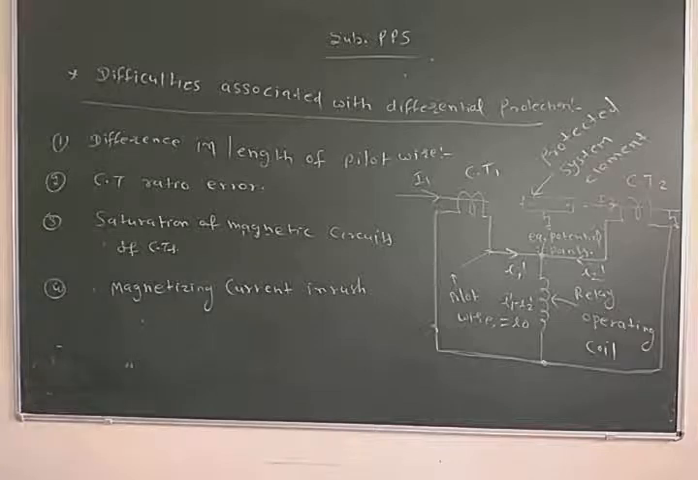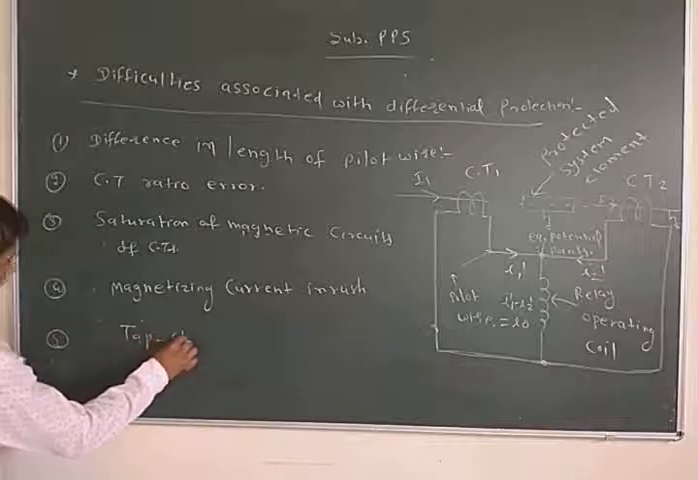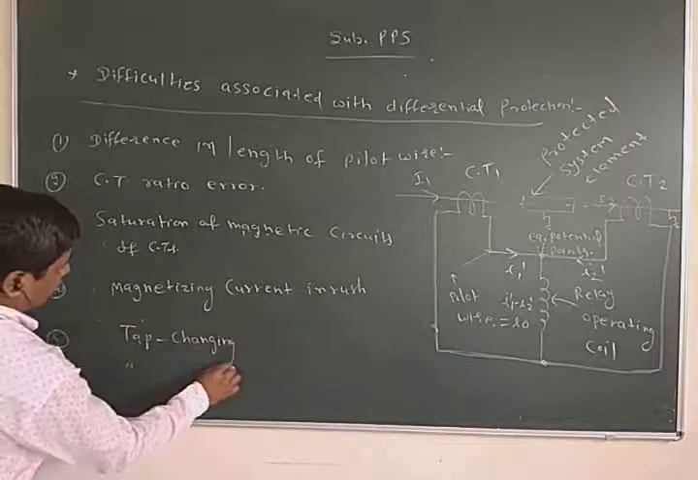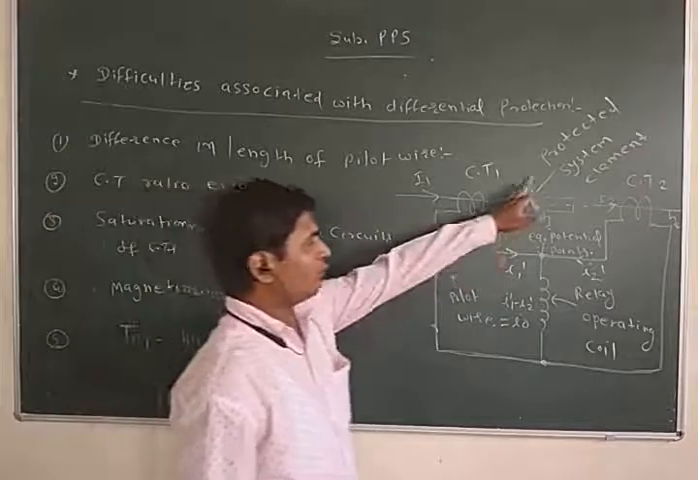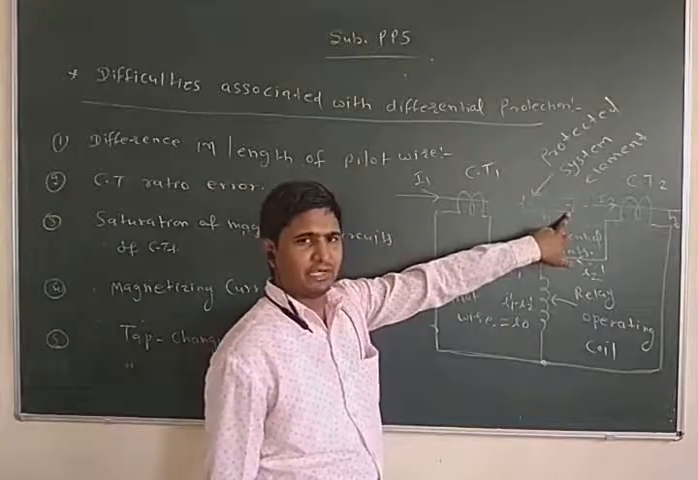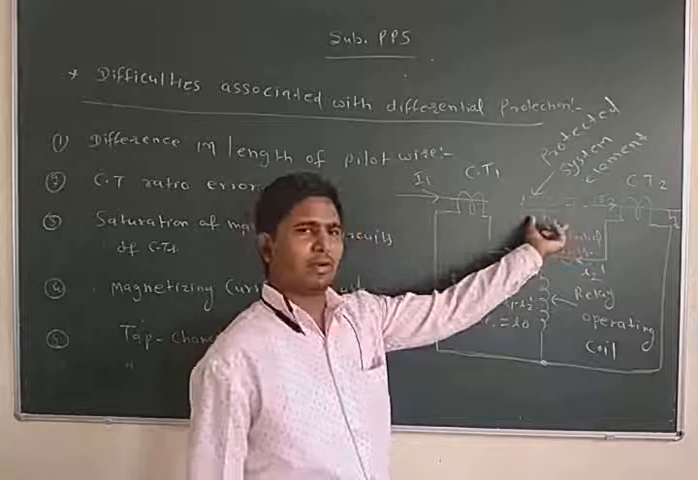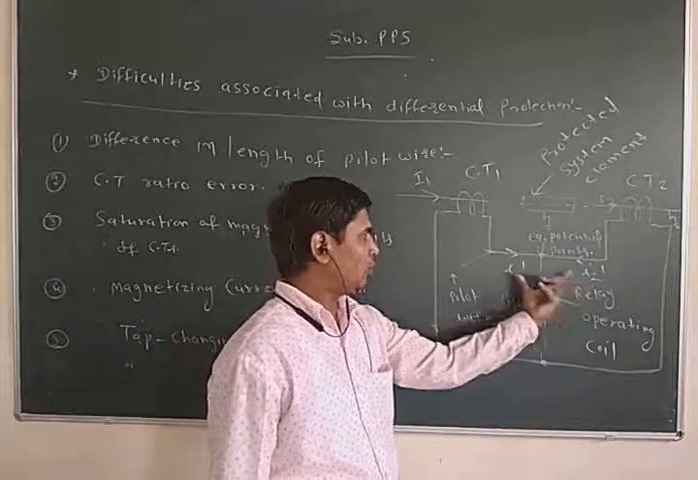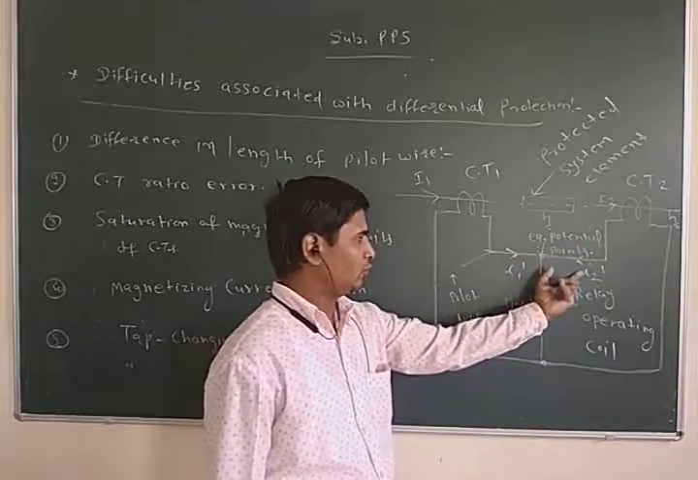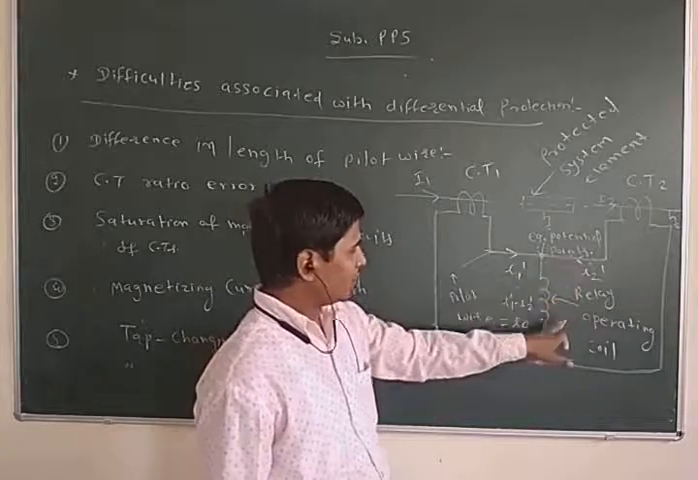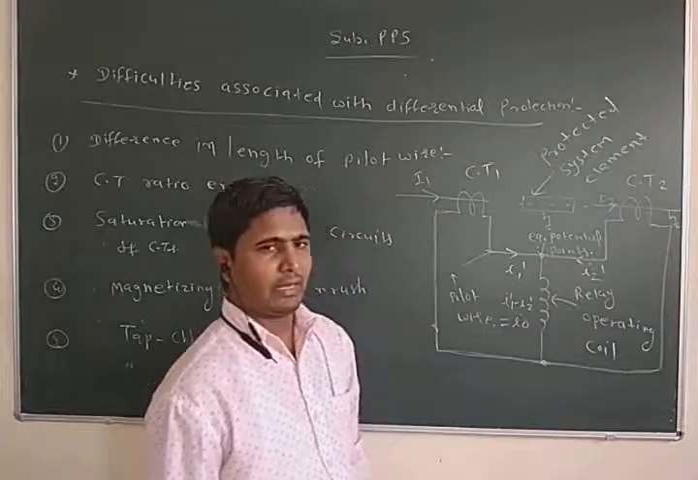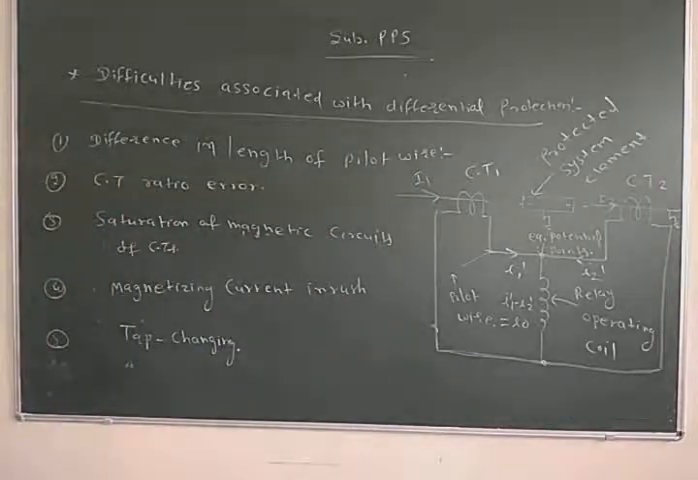The next is tap changing. Tap changing means if the equipment to be protected is a tap changing transformer, when we change the taps of the transformer, then the outputs of CT1 and CT2 become different, current will flow in the relay operating coil and the relay operates falsely. So these are the difficulties in differential protection. So thank you for today's class.